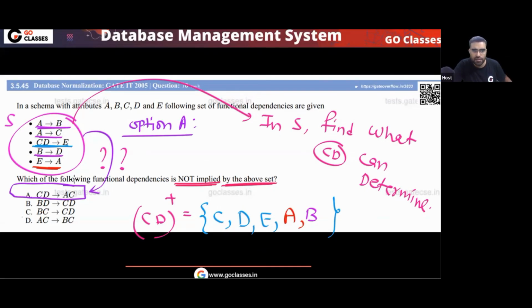So anyway, is this covered? Yes, this is the closure of CD. Now you can notice, you can easily see CD can determine AC.